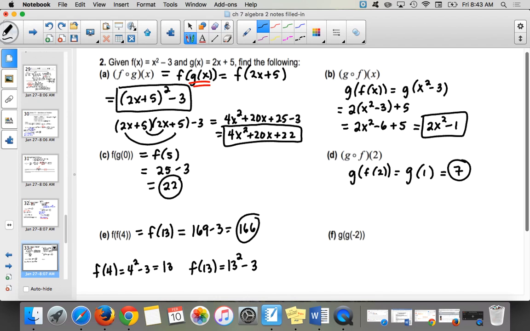So the next one, g of negative 2. So we're going to find g of negative 2.